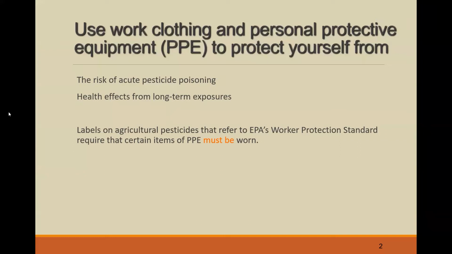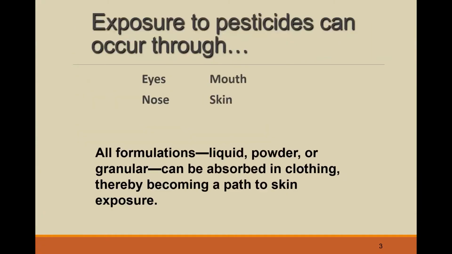And we do this because the label on ag pesticides that refer to EPA's Worker Protection Standard requires that certain items of PPE must be worn when handling these types of pesticides. So if you are a worker handling these pesticides, then you have to wear that minimal amount of personal protective equipment. Exposure to pesticide can occur through, as we talked about last week, the eyes, the nose, the mouth, and the skin.